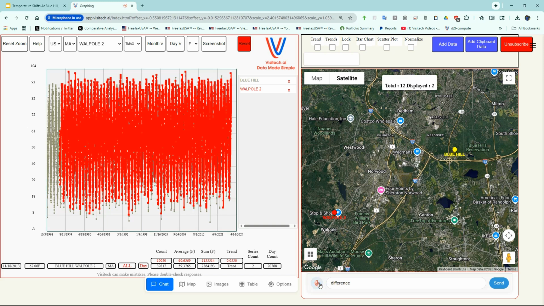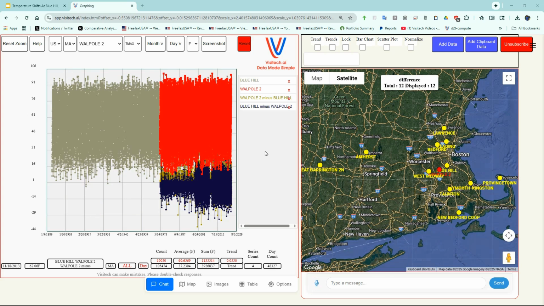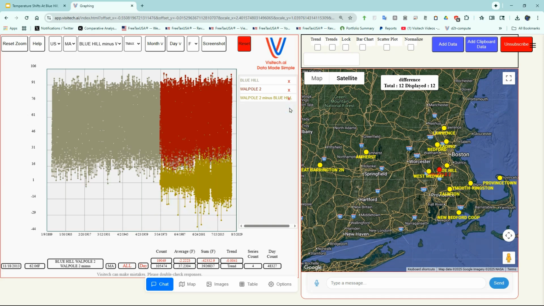Difference. Now we have four series on the graph: Blue Hill, Walpole, Walpole minus Blue Hill, and Blue Hill minus Walpole. I don't want to see that one, so I'm just going to exit out. Let's take a closer look at Walpole minus Blue Hill.